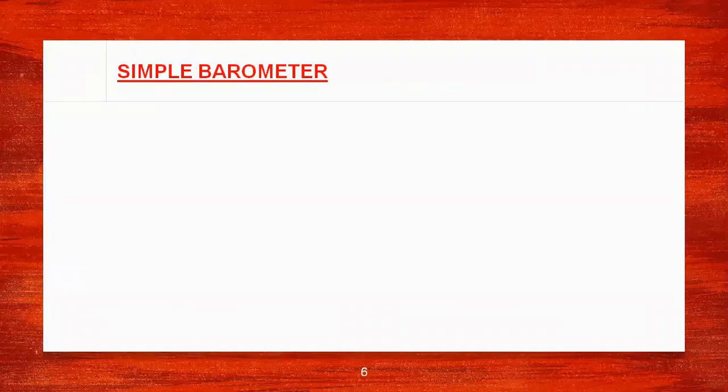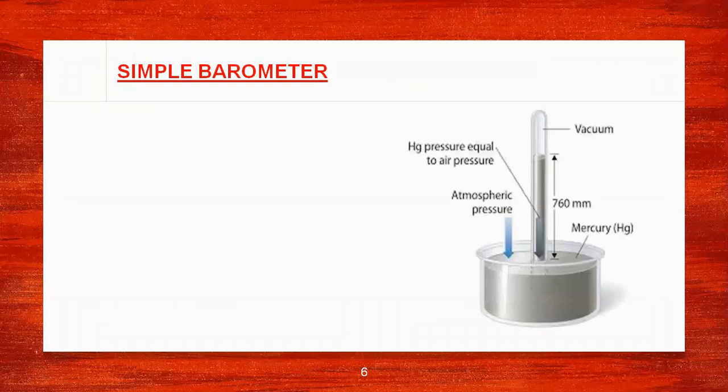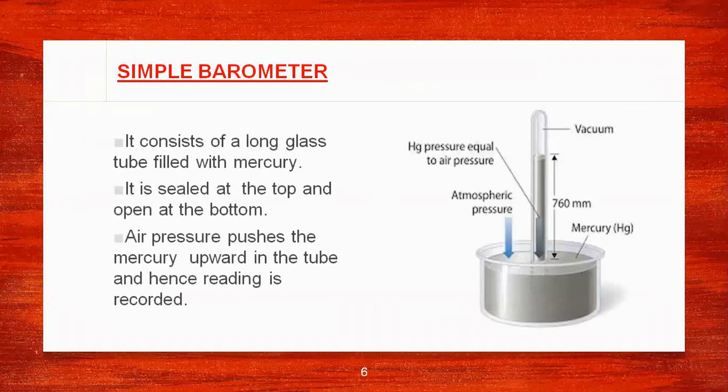Let us read more in detail about the simple barometer. This is the image of the simple barometer. It consists of a long glass tube that is filled with mercury. It is sealed at the top and open at the bottom. This bottom is again dipped into the mercury. So when the air pressure falls, the mercury rises slowly towards the top of the tube. In this way, we record the reading of the air pressure. This is the mechanism of how the simple barometer functions.